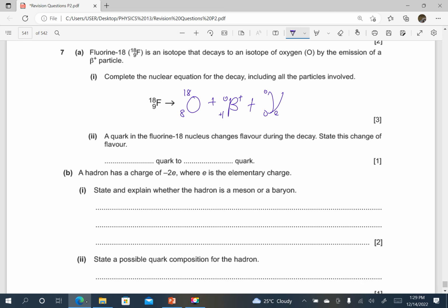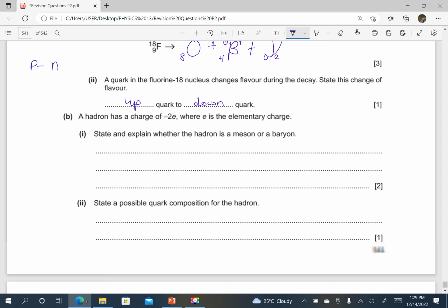A quark in the fluorine nucleus changes flavor during the decay. State this change of flavor. So we see that the proton number has reduced. In other words, a proton has changed into a neutron. The neutron number is the one which has increased. So since a proton has changed into a neutron, we can say that an up quark changes to a down quark.